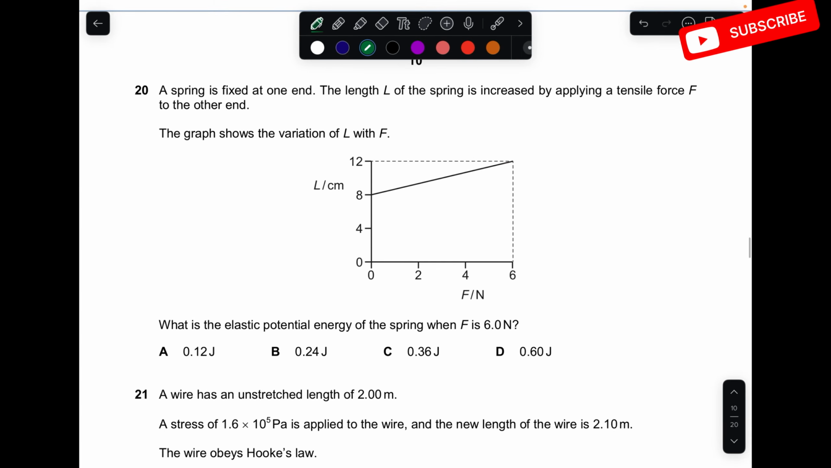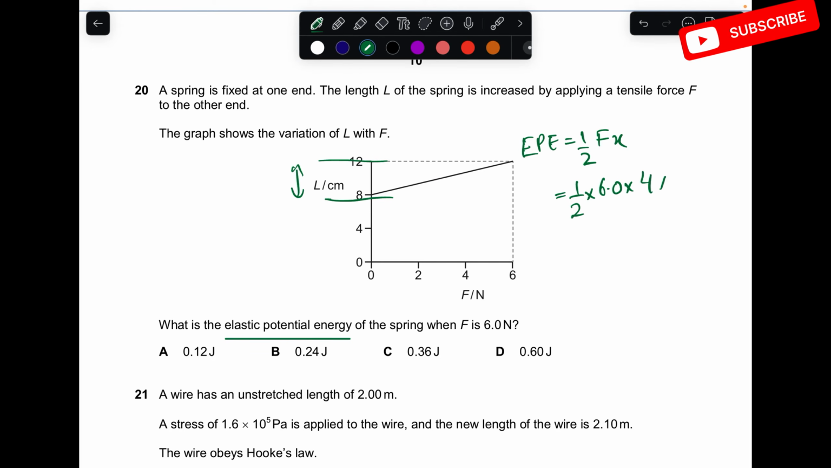Question 20. A spring is fixed at one end, and the length L of the spring is increased. You have to find the elastic potential energy. For elastic potential energy, we have the relation half F into x. So 1 by 2, where F is 6.0 and x is initially 8, then it is 12, so it is 4 centimeter. Centi is 10 to the minus 2. Doing the calculation, you will get 0.12 joules. It's option A, that is correct.